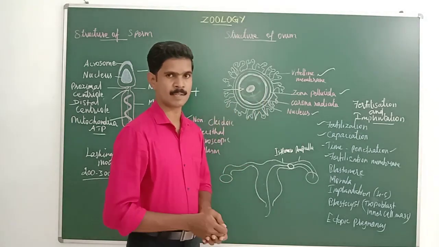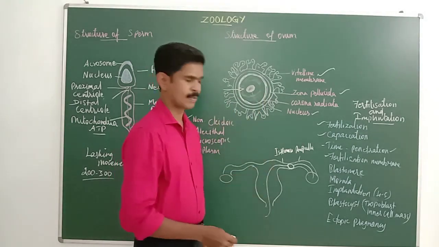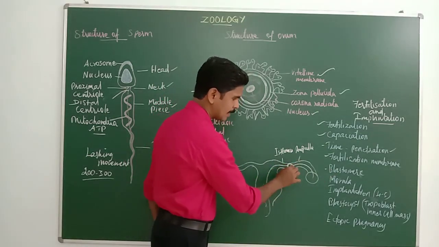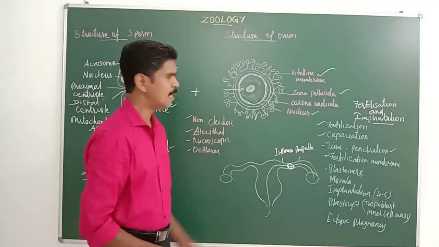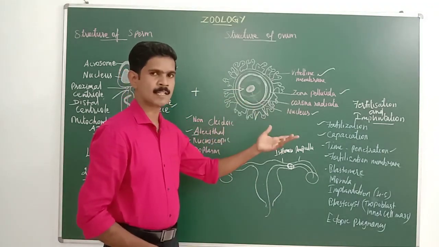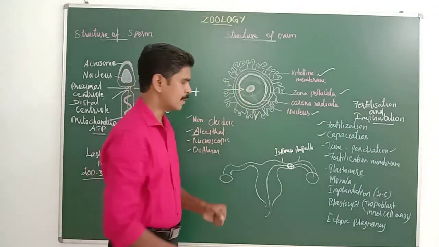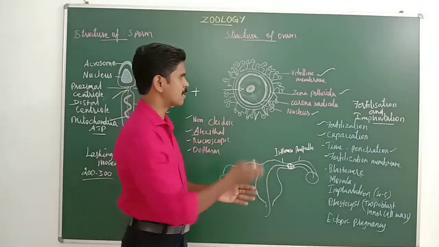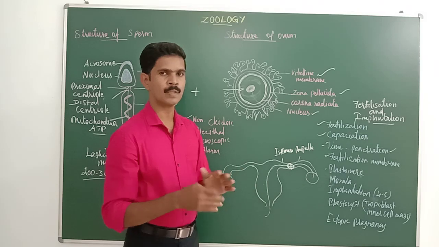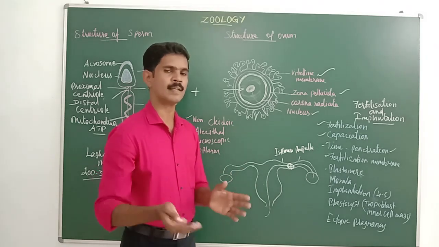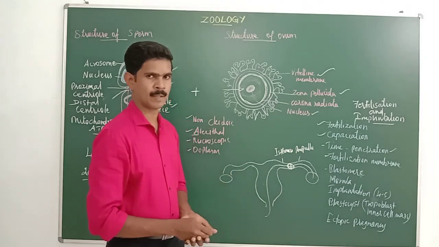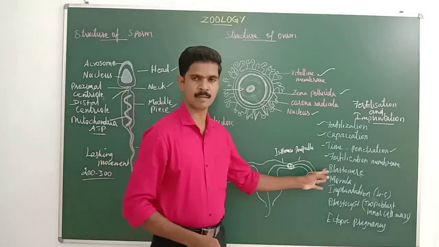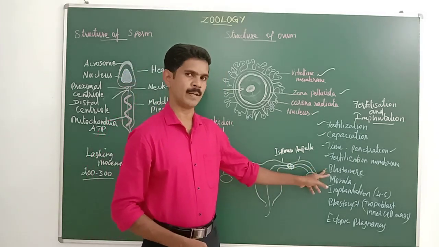Then the next process, formation of blastomeres. When the sperm has entered inside the egg, immediately fertilization takes place and the zygote is formed. The zygote starts to divide in number. First it divides into 2, then 4, 8, 16, 32, like that. The cell is dividing in number. Now this stage is called blastomeres.